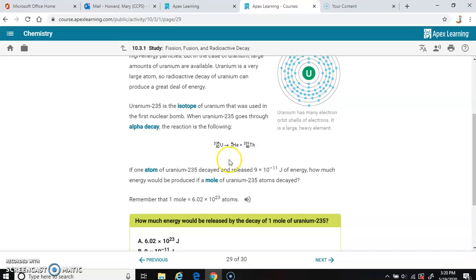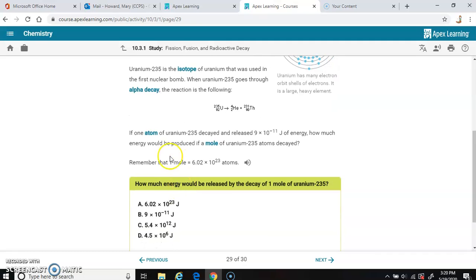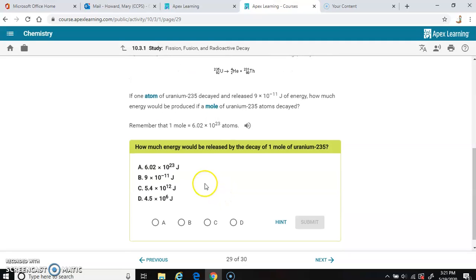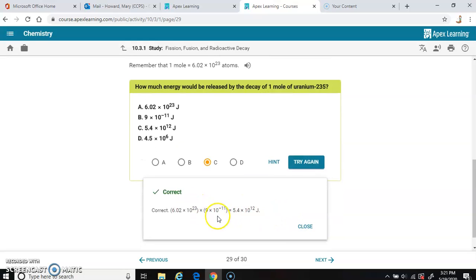Okay, so if one atom of uranium decayed, just one single atom, which is a very small amount, and released that much joules of energy, how much would we produce if 1 mole of the atoms are decayed? Okay. And we have 1 mole, remember, is 6.02 times 10 to the 23rd atoms. Remember that number from a long time ago. But what you do is you multiply these two numbers together. And when we multiply those two numbers together, we should get 5.4, and I'll show you right here.